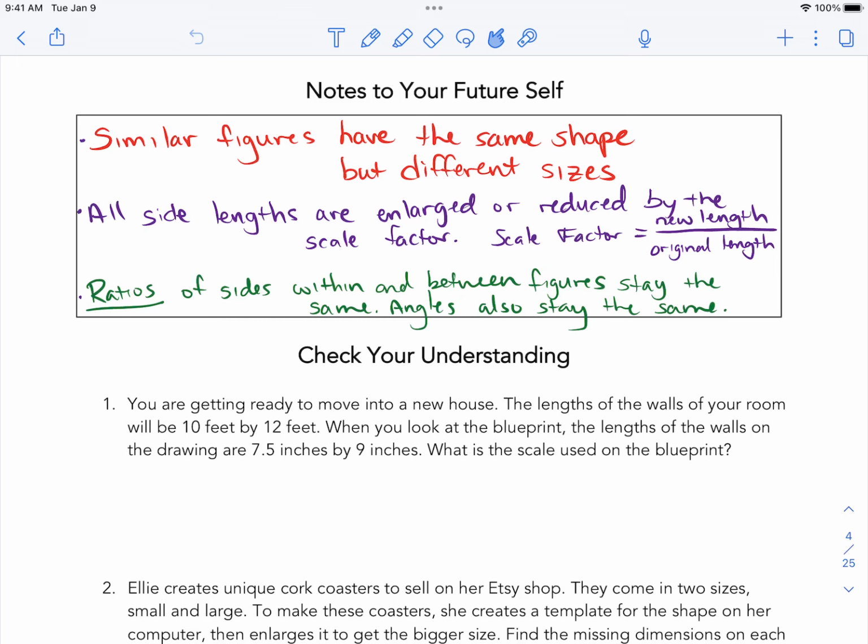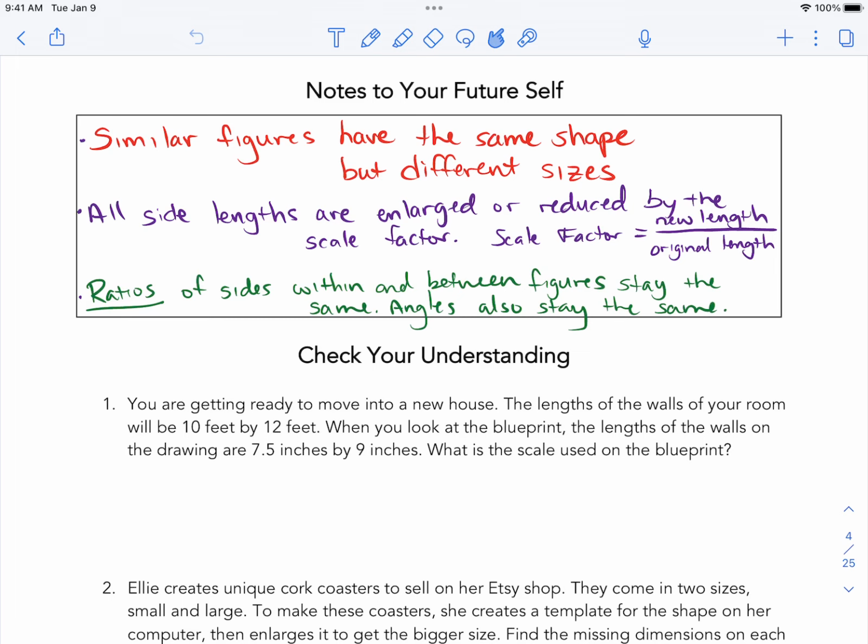And so we can look at the ratio of the sides within the figure, and we can also look at between the figures. And we would find that ratio stays the same. And so the ratio between two sides should be the same as the ratio between two different sides, or two corresponding sides on the similar figures. And so the sides have a common ratio in similar figures, but the angles, they stay the same. The angles in similar figures should be the exact same.